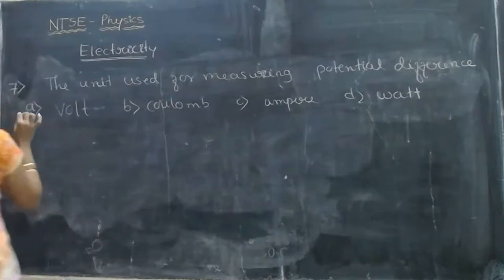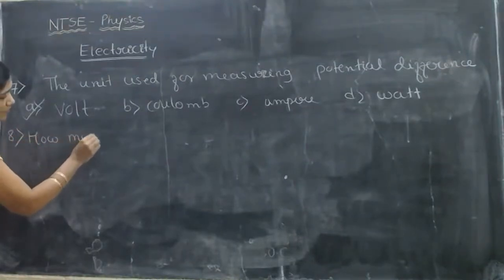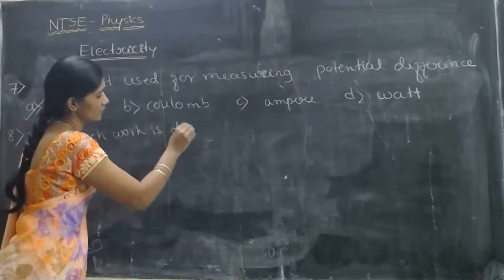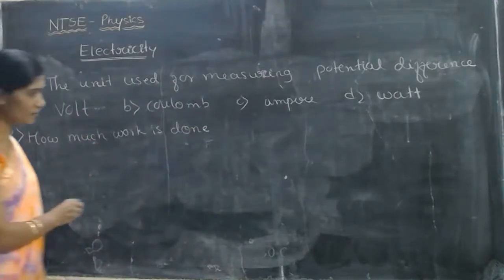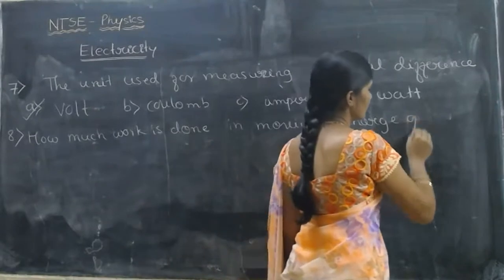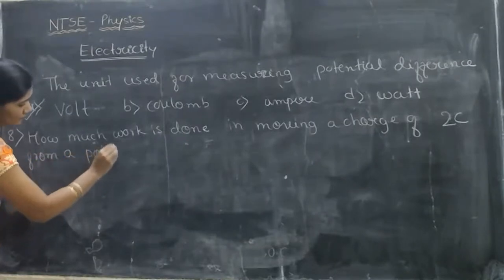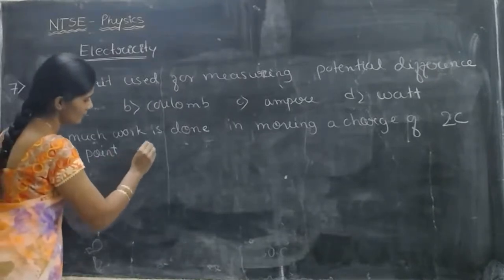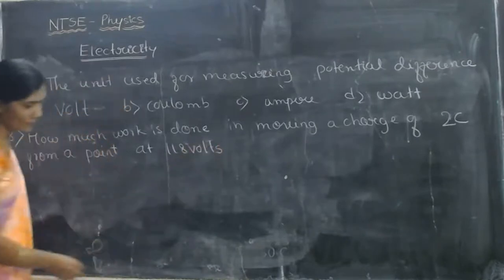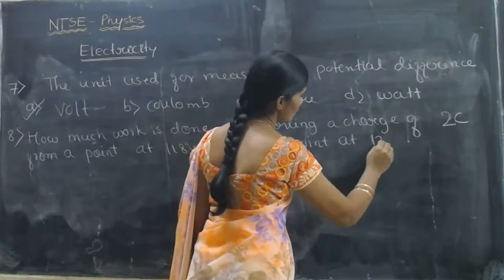Difference in potential is measured in terms of volt. Now we see few numericals on the same. How much work is done in moving a charge of 2 coulombs from a point at 118 volts to a point at 128 volts.